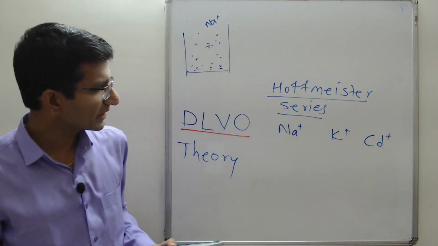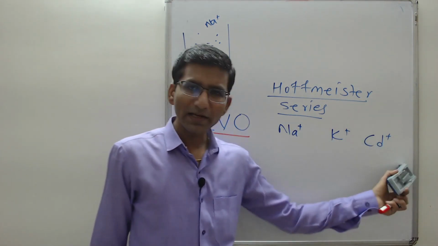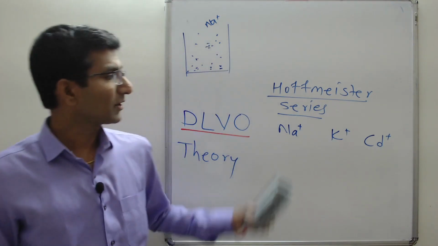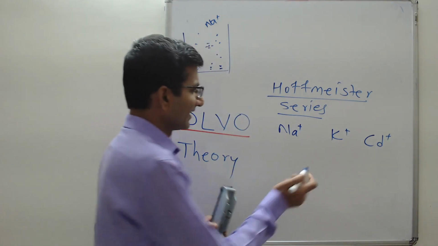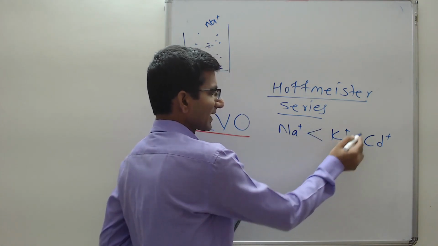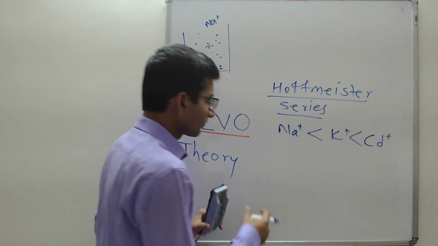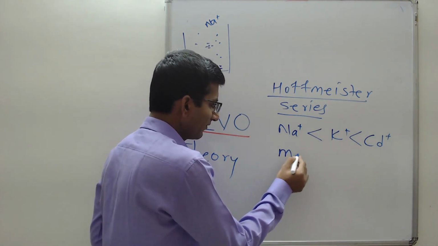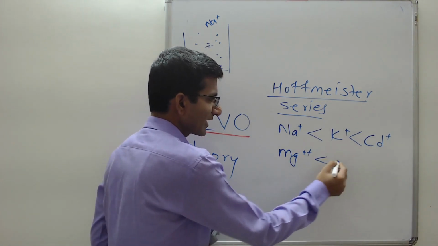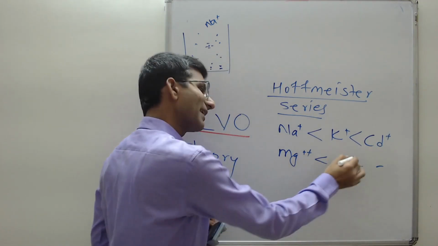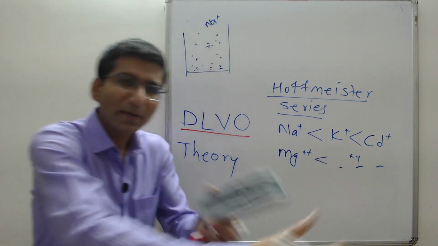So the Schulz-Hardy rule says that if the valence is 1, 1, 1, then the power should be the same, but the Hofmeister series says that it is not like that. Okay, K+ has more power than Na+, and Cs+ has more power than K+. Accordingly, if you have magnesium 2+, then what ion will have more power than that? The one whose valence is also 2+ but whose size is bigger.